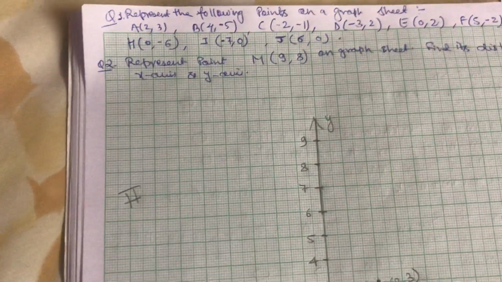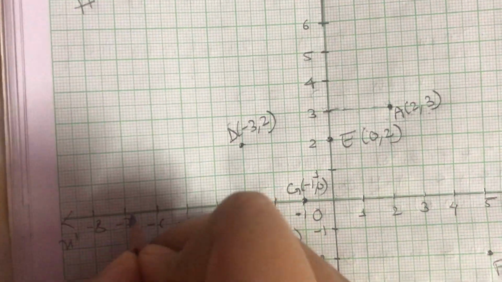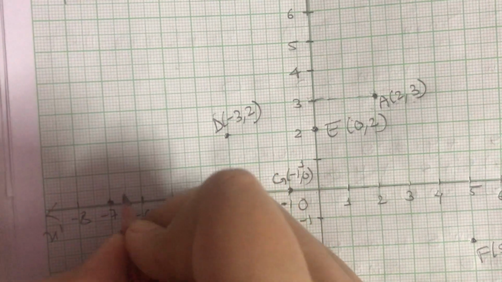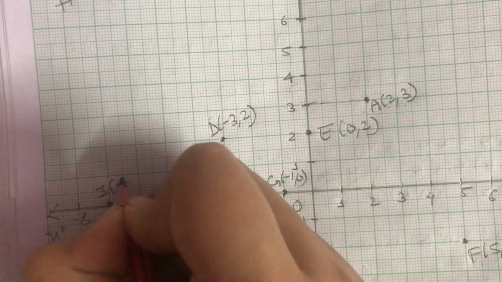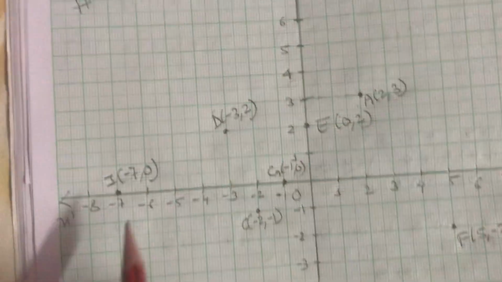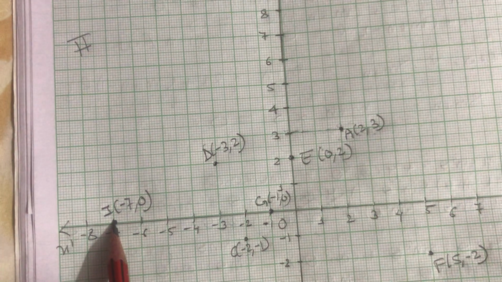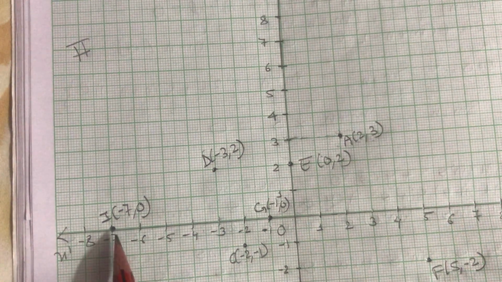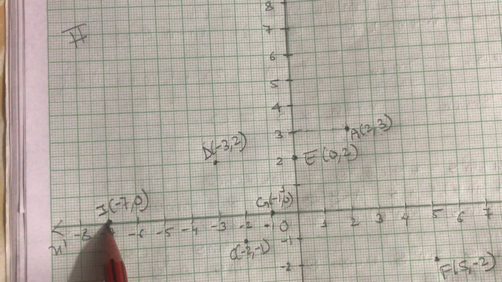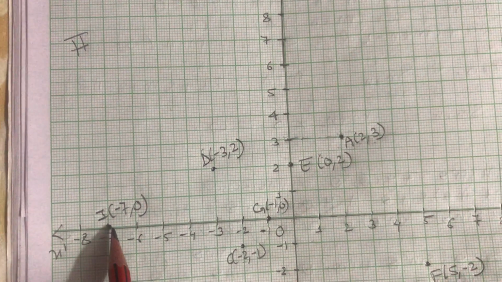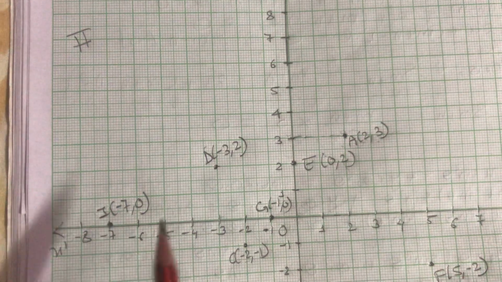The next is I, which is minus 7 and 0. So x equals minus 7 and y equals 0. So this is my I, which is minus 7 and 0. Now what is the distance of this point from the x-axis? This is my x-axis and the point is lying on the x-axis itself. So its distance from the x-axis is what? 0 unit.